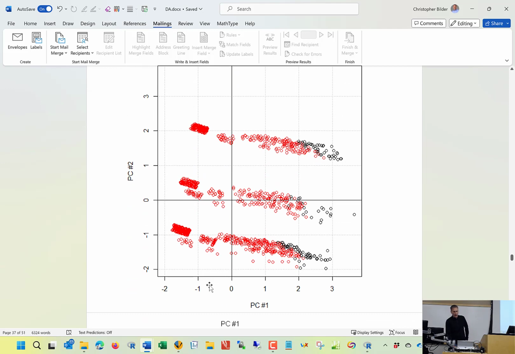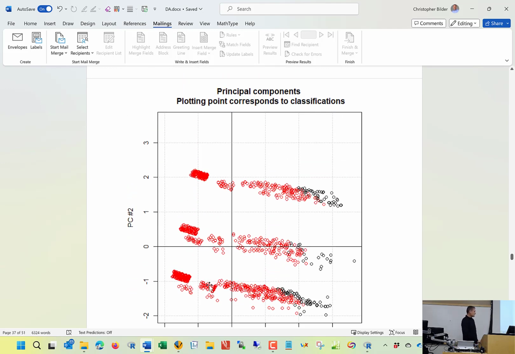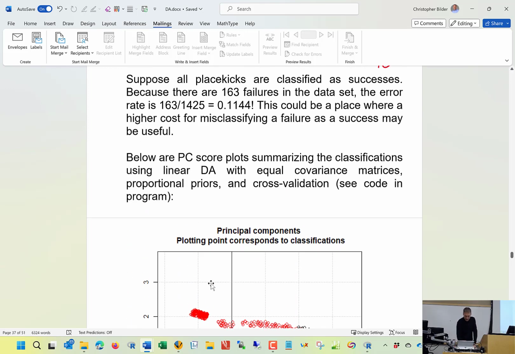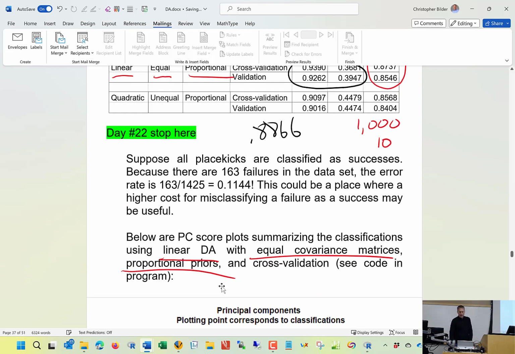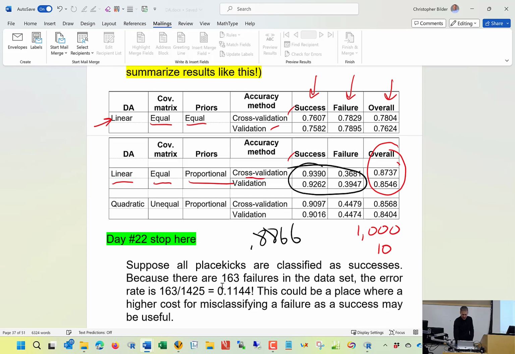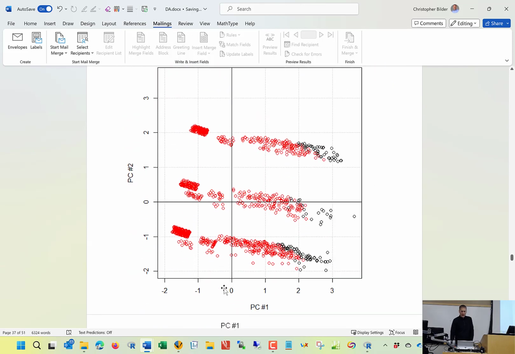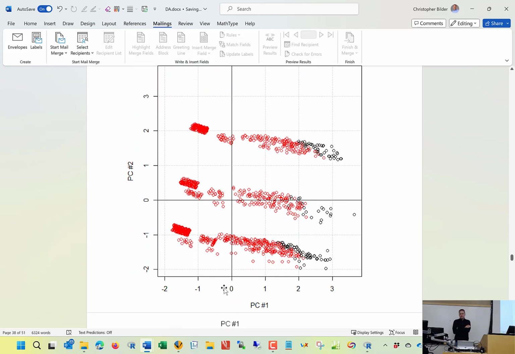For this particular case, though, what I decided to do for the place kicking data was, let's do principal component analysis, where now I'm going to have the plotting point corresponding to what the predicted groups are. And this corresponds to linear discriminant analysis, equal covariance matrices, proportional priors. So in other words, it's actually this right here. Okay? And so we can see what's happening here.